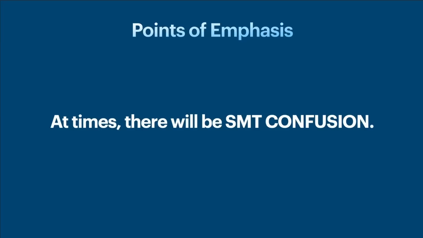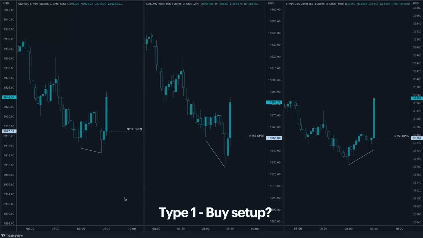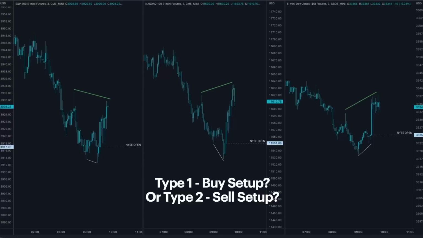Next big point I want to make is that at times there's going to be SMT confusion. Here we have a pre-market liquidity grab with divergence. And we might say, okay, this is a type 1 buy setup, right? It has to be. But then you play it forward a little bit more, and you can see that after 9:30, after the market opens, we have also a potential type 2 sell setup.